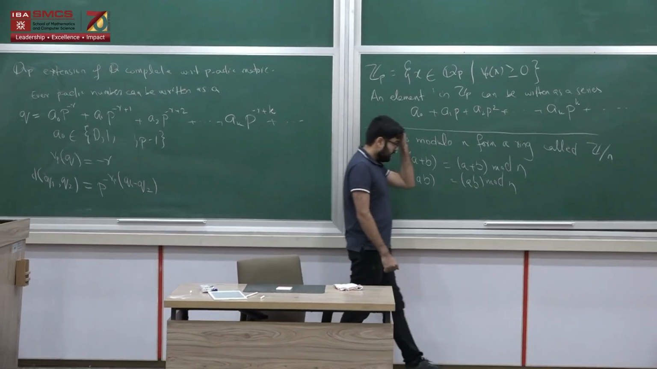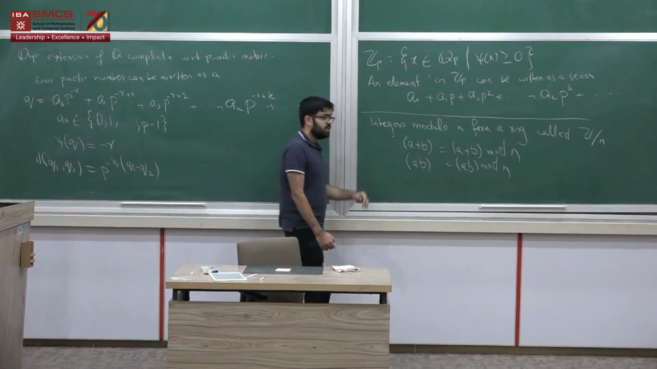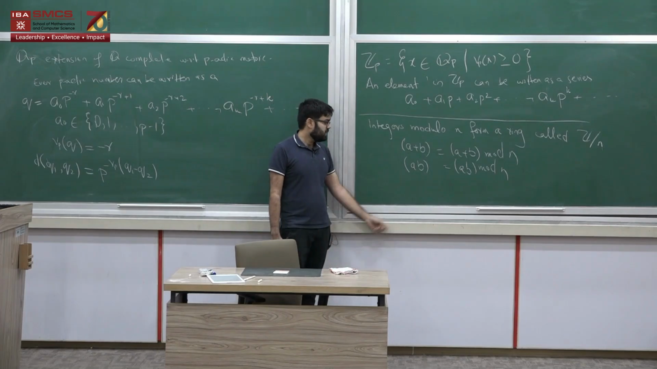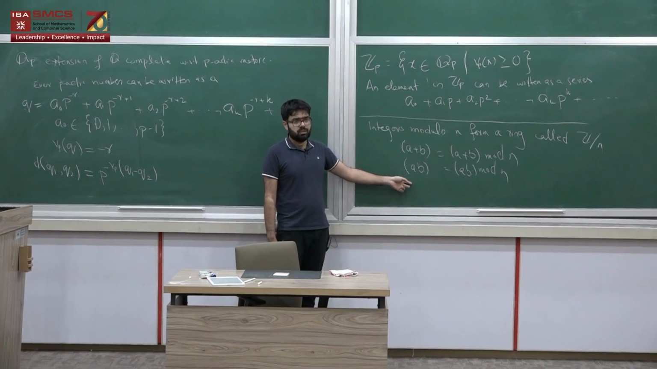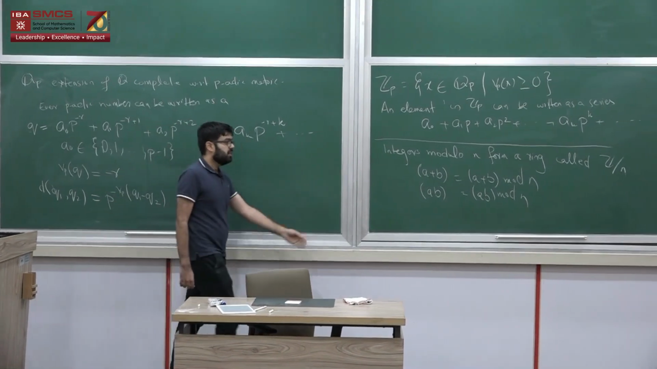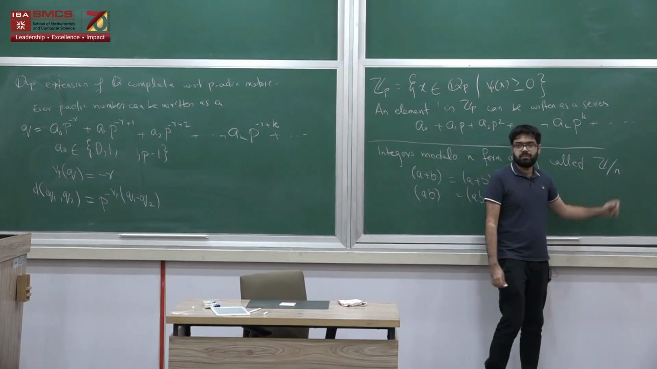So, this ring generally has addition and multiplication. Subtraction also works, but division generally does not. The reason it does not work is that n can have non-trivial prime factors.